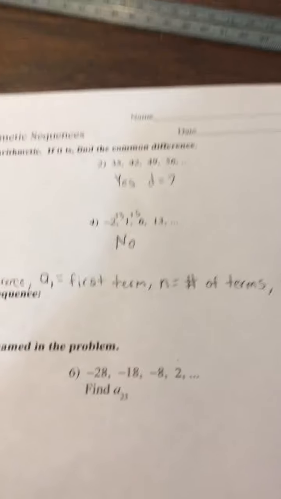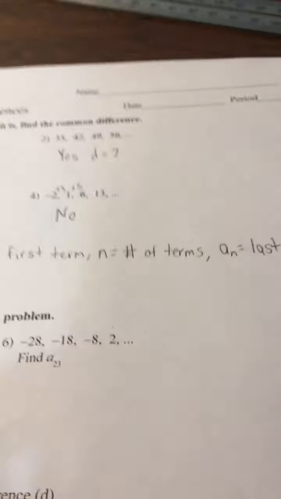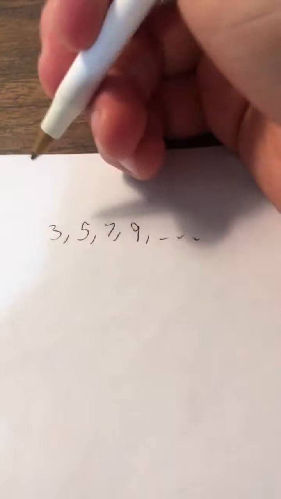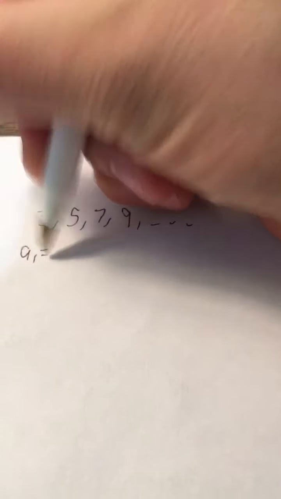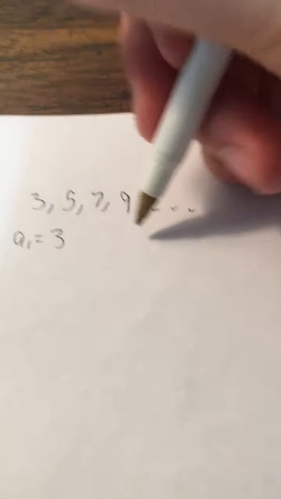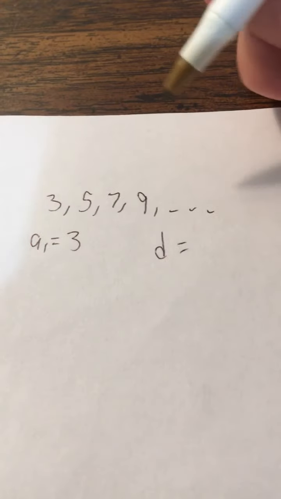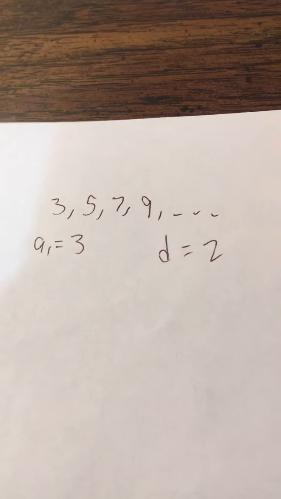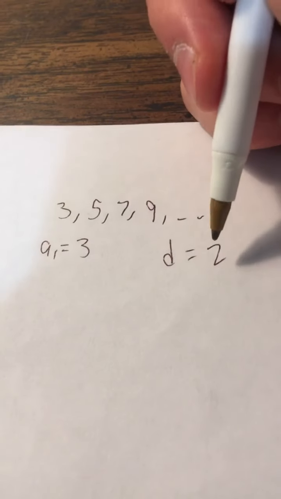To give you the formula, before I write it down, you don't have to write this down, but I'm just going to show you where the formula comes from. Let's have an easy sequence. Let's say we had 3, 5, 7, 9, going on and on forever, and I wanted to write a formula for that. First of all, what is A1? A1 is 3, the first term. What's the common difference? It's adding 2. D is 2. So A1 is 3, D is 2.